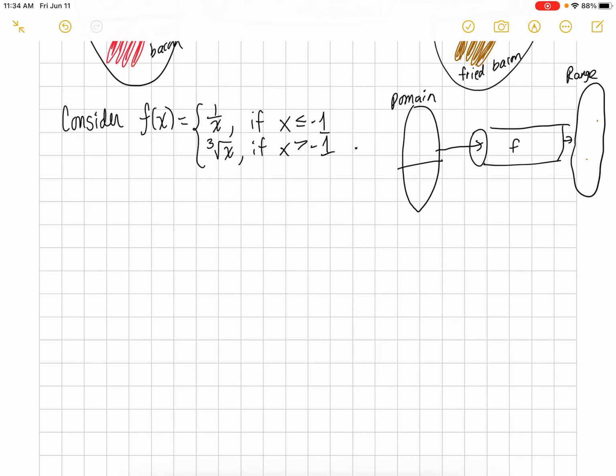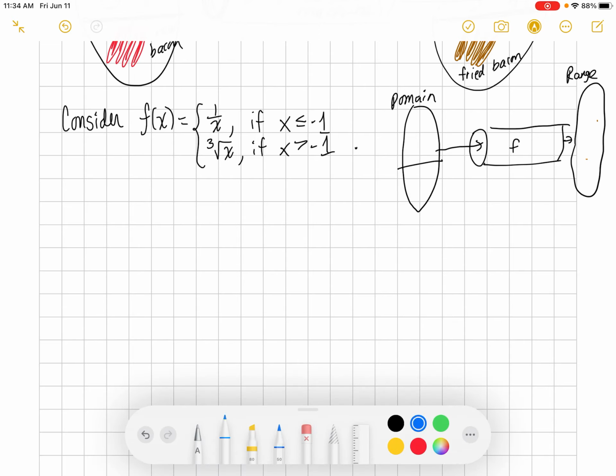So basically, I've broken my domain into two pieces. I'm going to call this the red inputs here. So these are all the x values that are less than or equal to negative 1. So when I plug in x values less than or equal to negative 1, the output here is going to be 1 over x. So I'm going to draw that over here. I'm going to have 1 over x as an output. And then I'm going to call this other piece of the domain blue. So I'm going to take an x value that's greater than negative 1. I plug that in. Then out the other side, I'm going to get the cube root of x. So we have two different pieces that get plugged in, and that gives two different types of outputs.